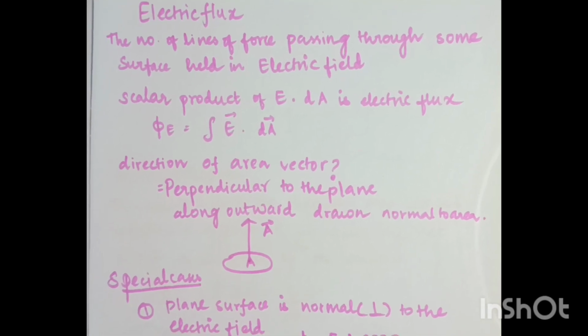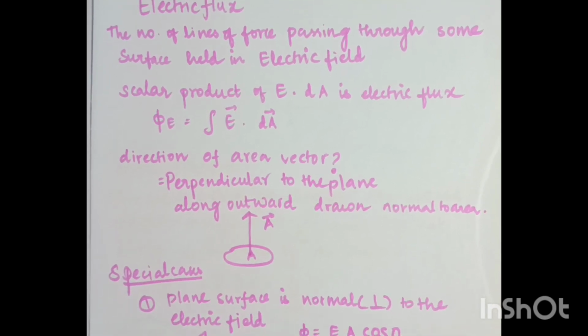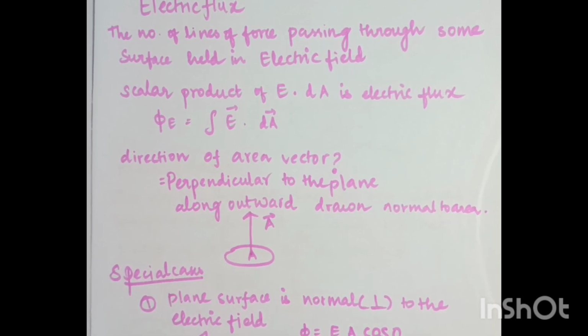Let us see about electric flux. It is the number of lines of force passing through some surface held in an electric field. So we know the electric field lines. How many such lines of force are passing through a surface? That is called electric flux. The scalar product of E dot dA is electric flux.